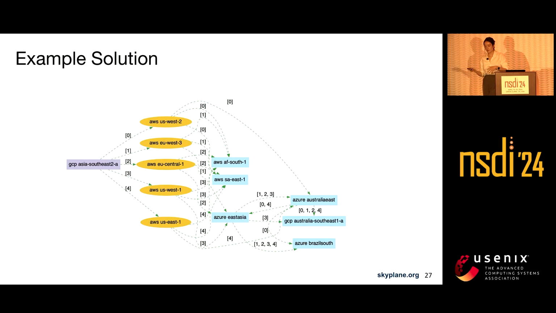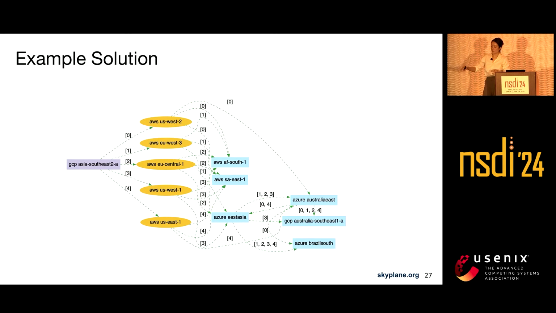So this is an example solution. The source GCP is shown in purple and the destinations are shown in blue. We denote each edge with the stripe that's sent along that replication tree. So you can see that there are 5 stripes total, and the source only sends out 1 copy of the data. This is very important because the source egress bottleneck is one of the biggest constraints in the multicast setting.